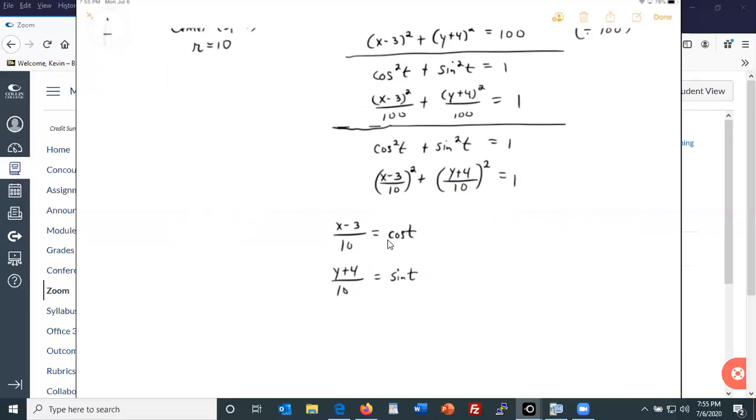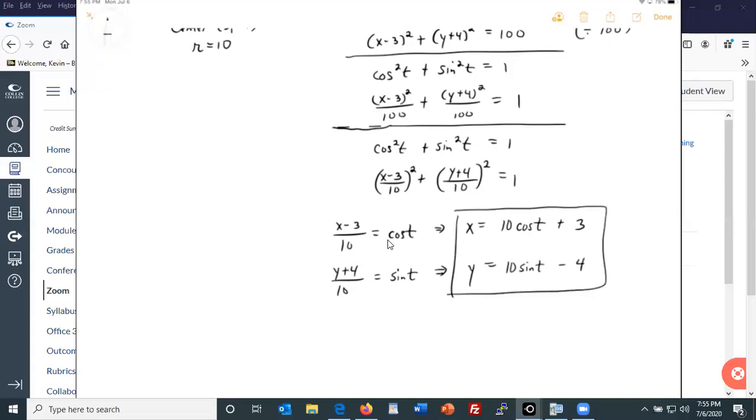All right, now solving for x and y. So we would get x equals, you'd have to multiply by 10 first. So you get 10 cosine of t, and then add 3 to the other side. For the y equation, you have to multiply by 10, and then subtract that 4, and these are your parametric equations.